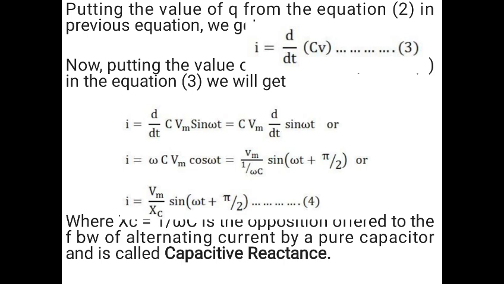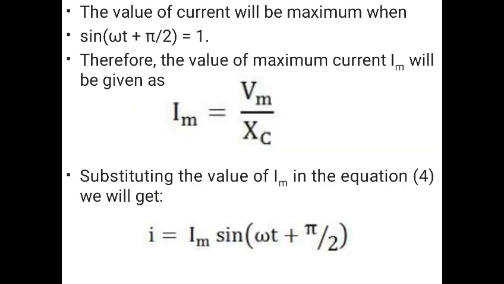and it is called the capacitive reactance. The value of current will be maximum when the value of sin(ωt + π/2) is equal to 1. Therefore, the maximum current can be given as Im = Vm/Xc. Substituting the value of Im in equation 4, we get I = Im sin(ωt + π/2).